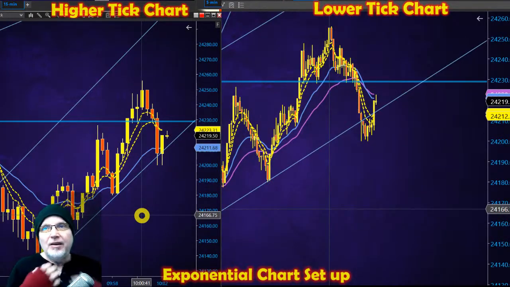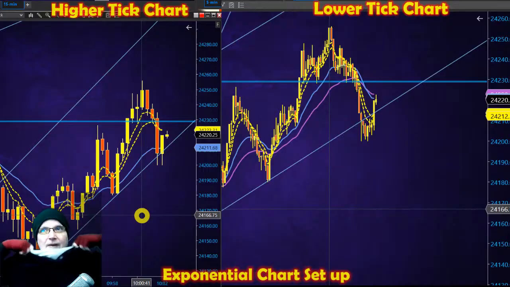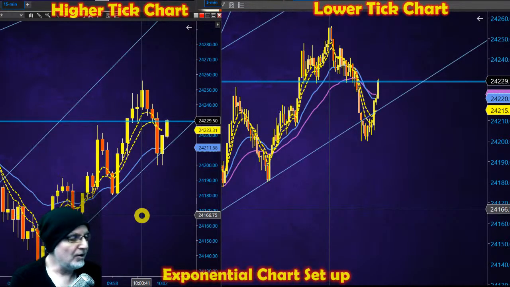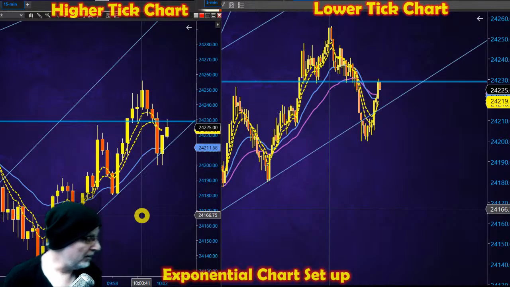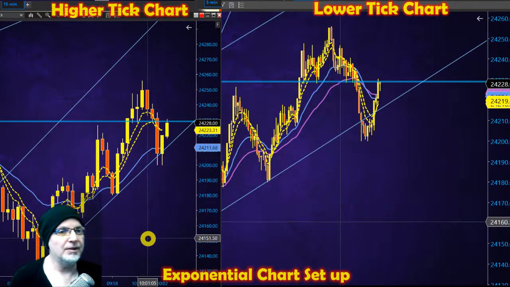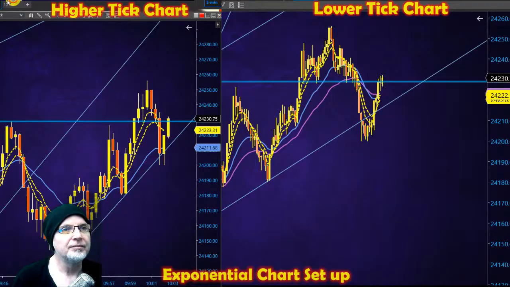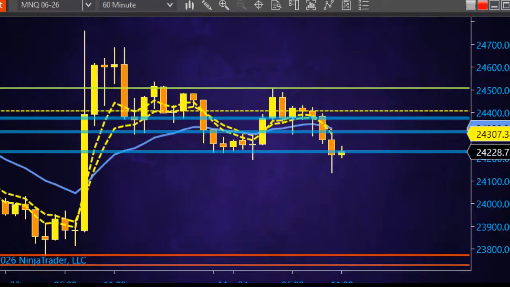If we get a breakdown on both these charts and they both break the trend line and they both start rotating under the moving averages and give us some RBRs, red bar ignored, we'll be glad to continue to short. A 60-minute chart has plenty of room to go down.